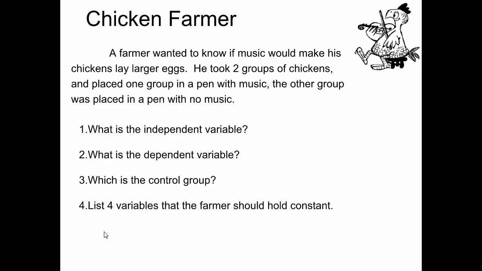All right? So if he did this experiment, who could tell me what is the independent variable in this experiment? Independent variable, right? Larger eggs? No, independent, the one thing that's different between his groups. Go ahead, Ryan. The pen with no music? Well, sort of. It's music. So when you ask the independent, we're saying, okay, what's different between the groups? It's music. Some have music, some don't.